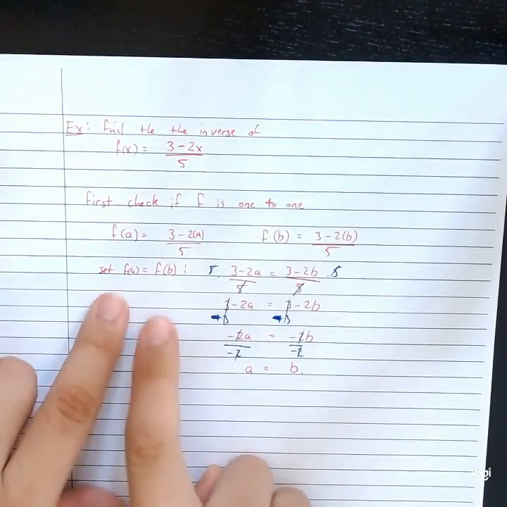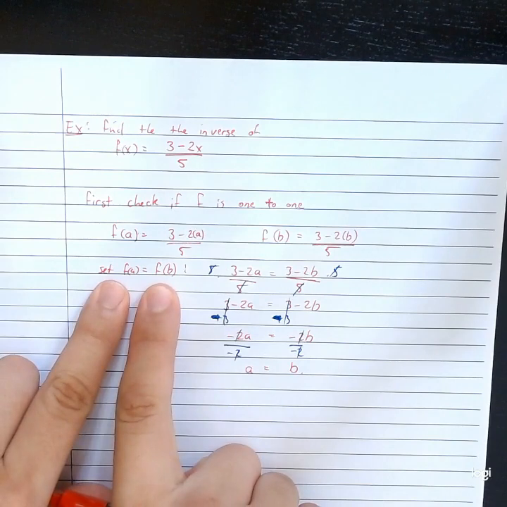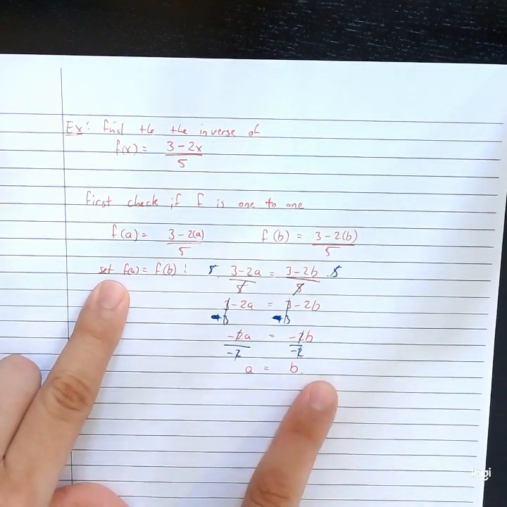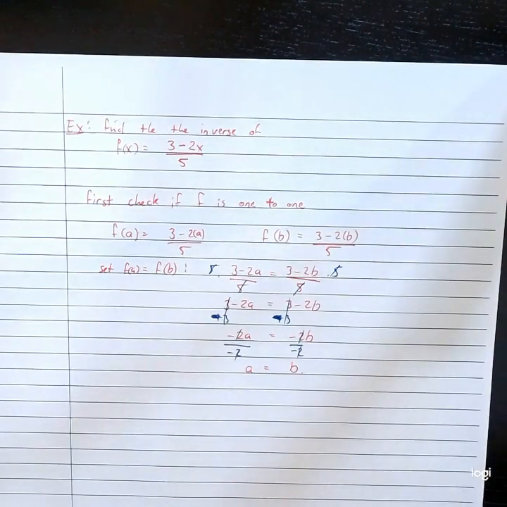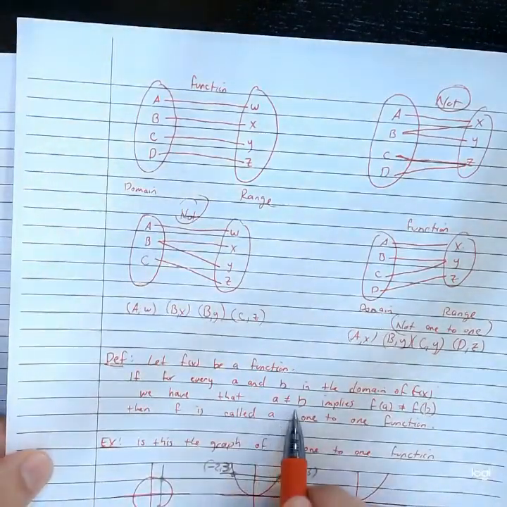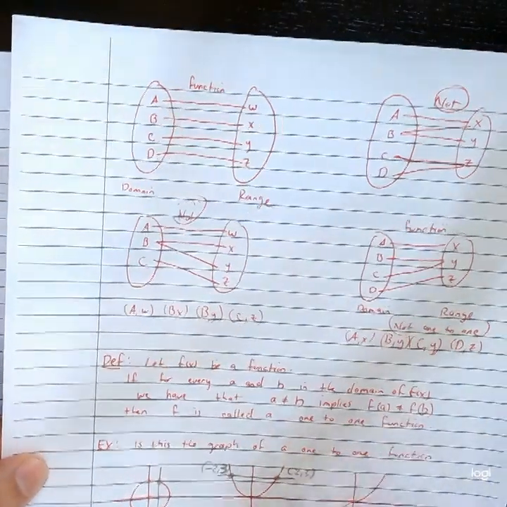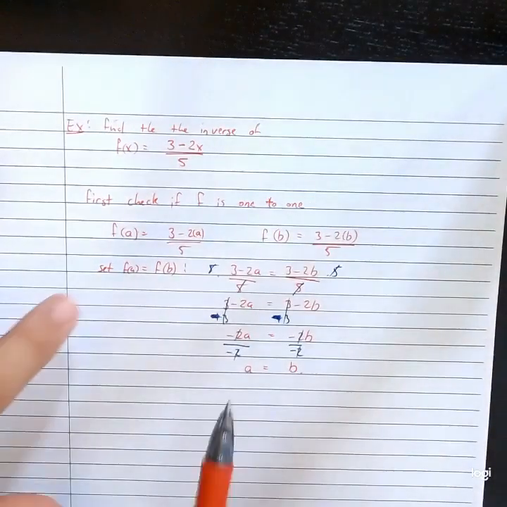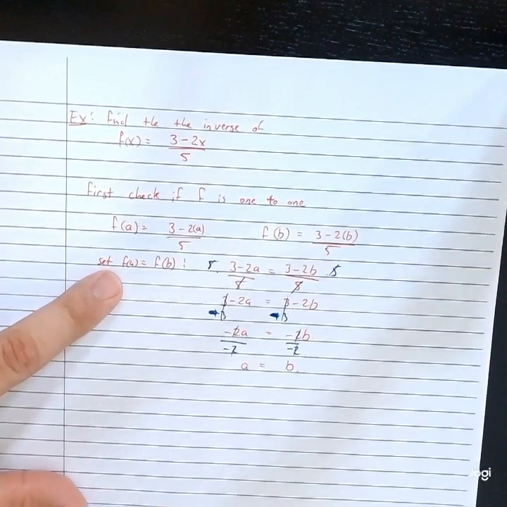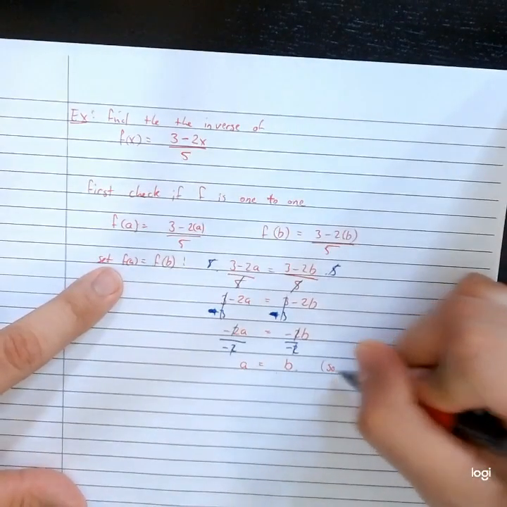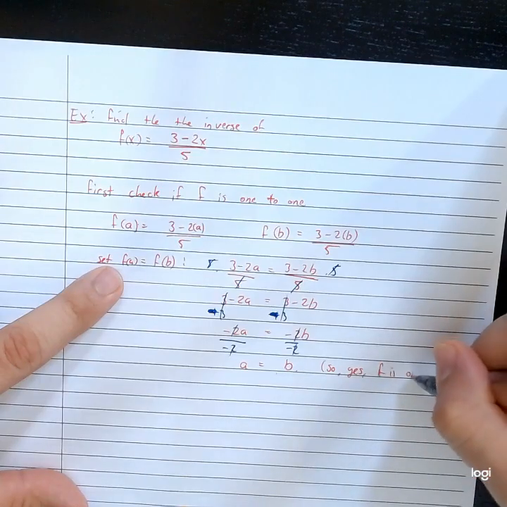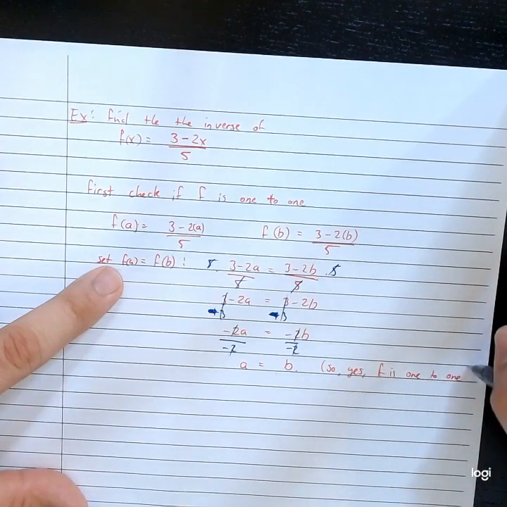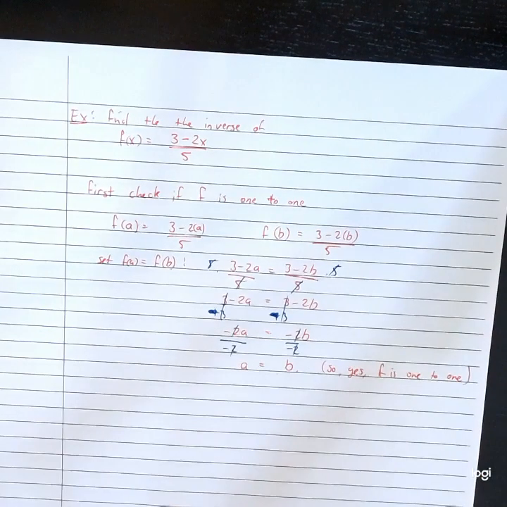So what that means is if f at a equals f at b, that forces a to equal b. If a is not equal to b, well, then that would mean that this couldn't have been true. But that's what our definition is. Our definition says if a is not equal to b, that would force f at a to not equal f at b. So there we go. So this tells us that, yes, this function is one-to-one. And because it's one-to-one, that means it is invertible.